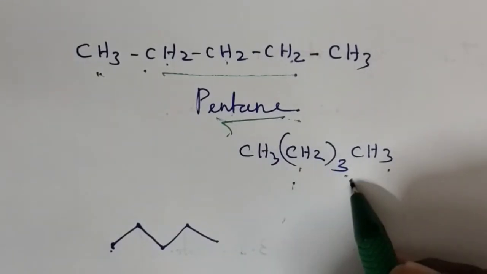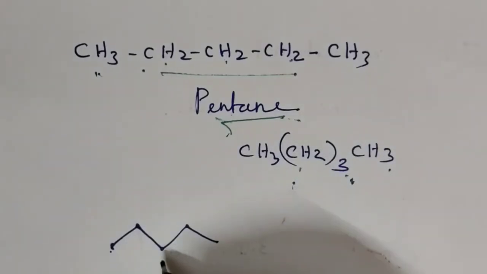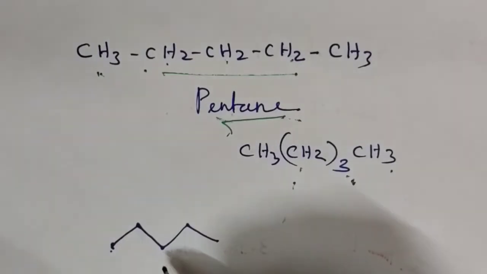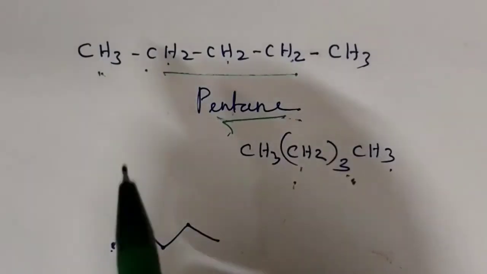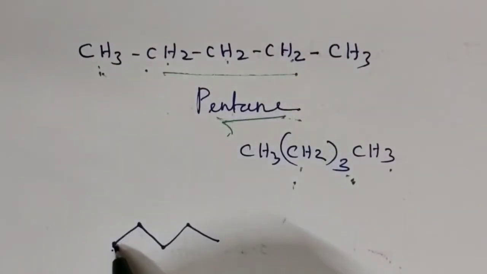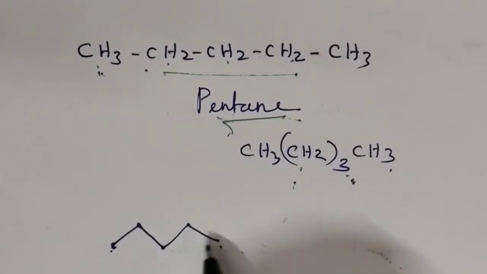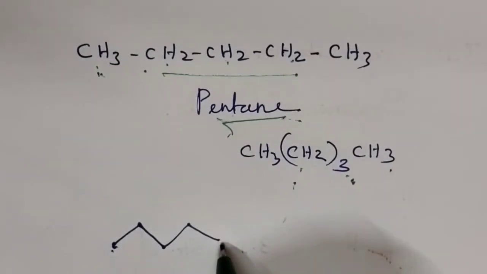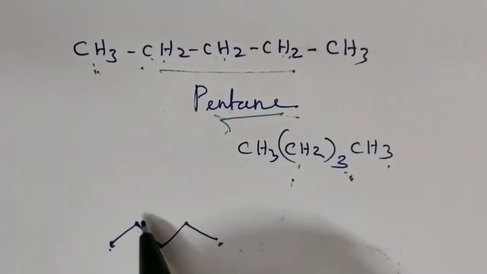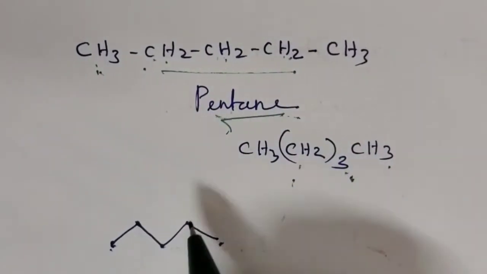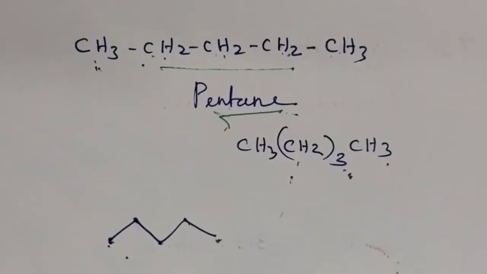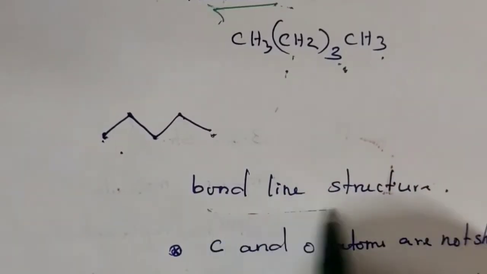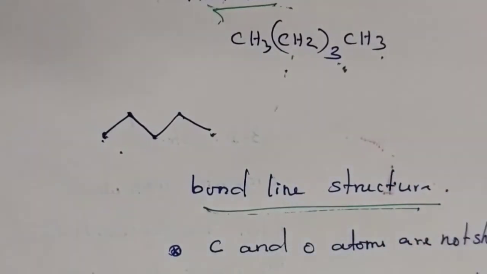The condensed formula can further be simplified simply by representing lines. That means we are omitting carbon and hydrogen also. See that CH3: CH3 indicates the terminal. All the terminals, the ends, indicate the CH3 group. Then 1, 2, 3 carbon atoms, again the end CH3. This type of representation is called bond line structure.